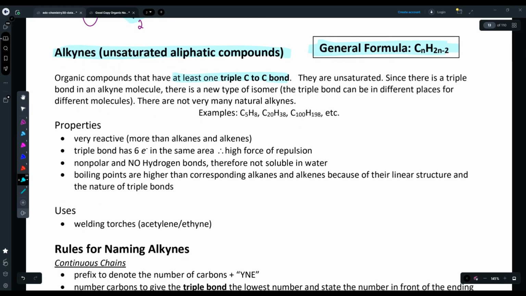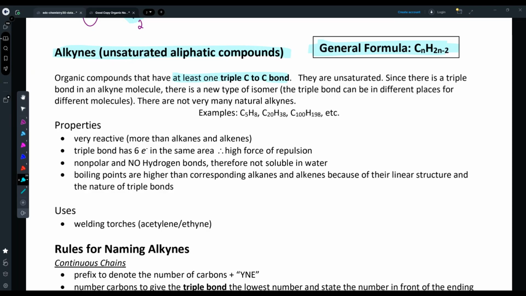Okay, so for properties, they're very reactive. Okay, they're very reactive because they are an unstable compound because of that triple bond. What makes the triple bond unstable is that you have 6 electrons all in the same area, so there's lots of repulsion happening there. They're nonpolar, they have no hydrogen bonds. As a reminder, hydrogen bonds only exist in compounds where you have hydrogen directly attached to oxygen, nitrogen, or fluorine. Okay, and because they do not hydrogen bond, they are not soluble in water.